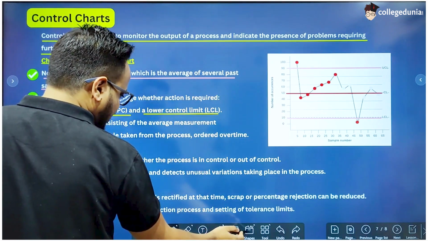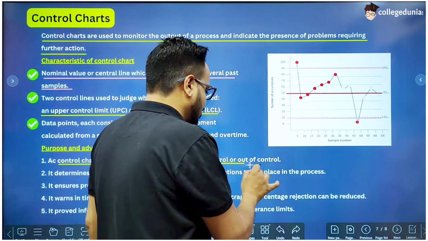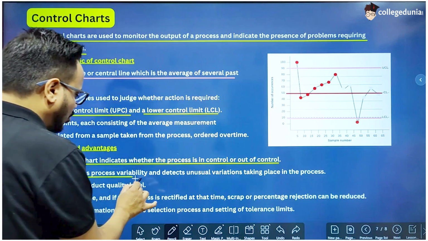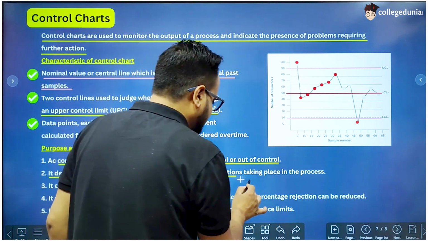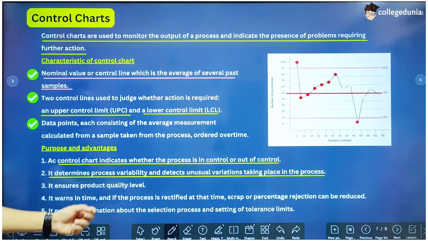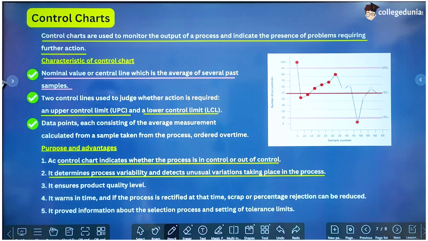What are the purposes and advantages of control charts? A control chart indicates whether the process is in control or out of control. It determines process variability and detects unusual variations taking place in the process. It will simply show us that there is something which is not going right in the process.